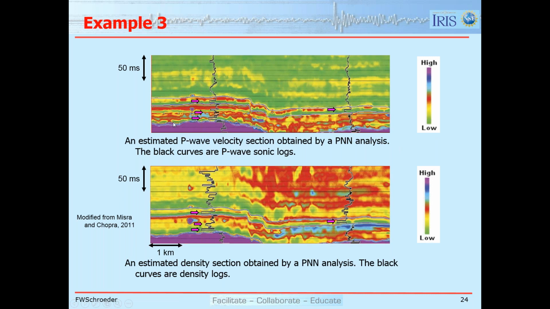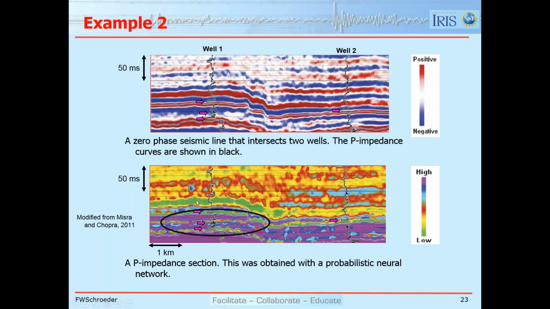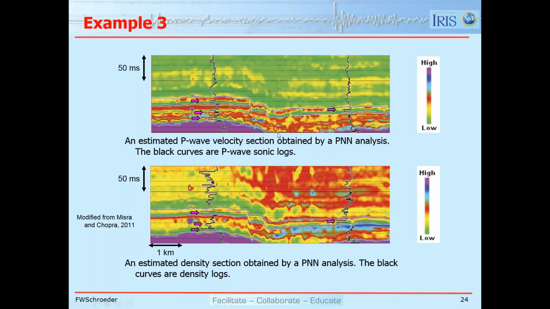And here again is the P wave velocity, and this is an estimate of the density. They're using probabilistic neural network analysis in order to generate these. So the previous slide, I'll go up one. This is the impedance, and then the impedance was broken into an estimate of P velocity and density. And that gives us some more information about the extent of the low impedance zones that could be associated with hydrocarbons.